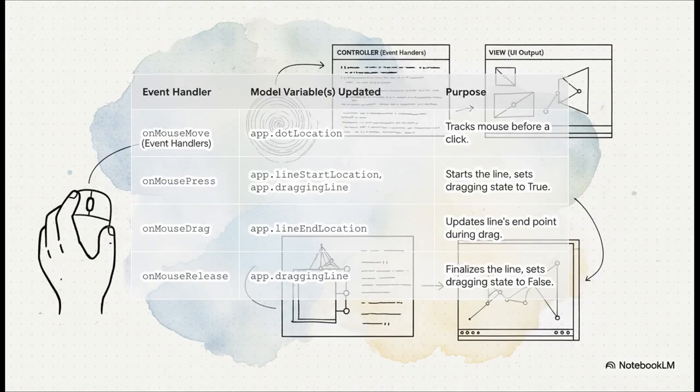This slide right here is basically your cheat sheet. It sums up everything we've talked about. Each event handler has its own unique trigger and its own specific job, but notice the one thing they all have in common. Their main purpose is to update some variable in the model. onMouseMove handles what happens before the click. onMousePress kicks things off. onMouseDrag keeps things updated, and onMouseRelease finishes the action.